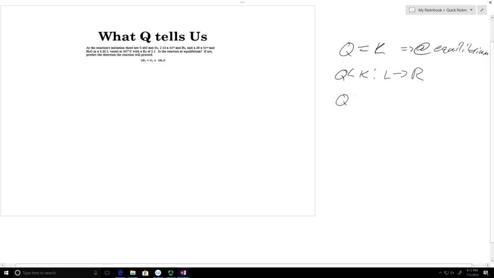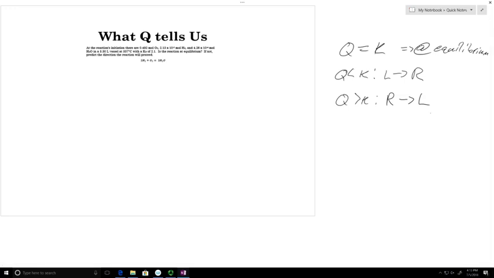If Q is greater than K, then the reaction proceeds from right to left, or in reverse, as we refer to it in the common vernacular.